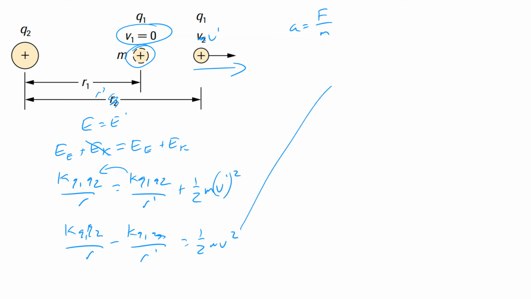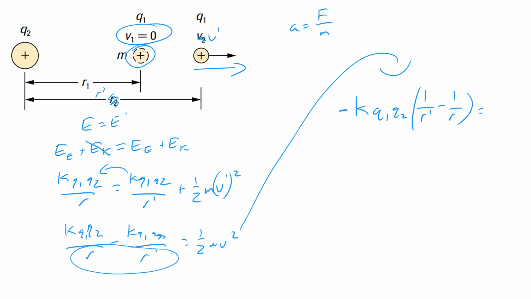So let's do a little bit of rearranging on this. I can see that I'm going to have a K, I'm going to have a Q1, and I'm going to have a Q2. Now, it's a little confusing the way it's written right here. So what I'm going to do is propose that we put a negative sign in front here. And now it's looking at your final distance subtracted from your initial distance, which is going to be equal to 1/2 mv squared.